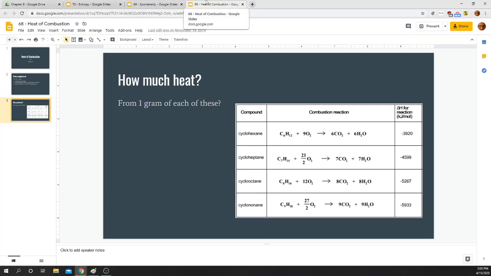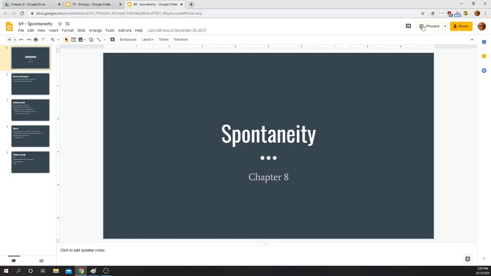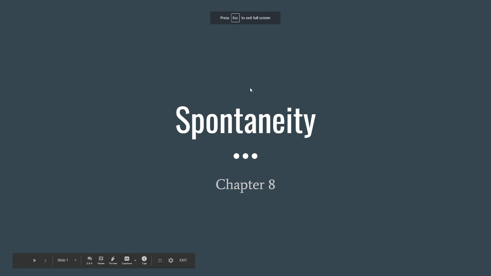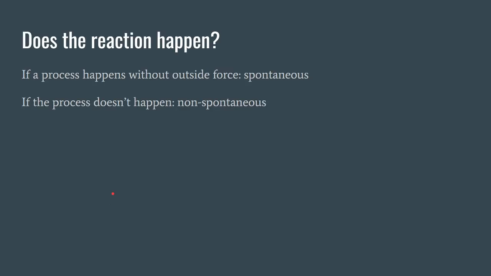All right. Now let's go on to something a little bit more complicated, specifically spontaneity. Spontaneity isn't too bad in and of itself. Spontaneity is the term we use to talk about whether or not something happens. If a process happens without outside force, then it is spontaneous. If the process doesn't happen without us forcing it, then it is non-spontaneous.